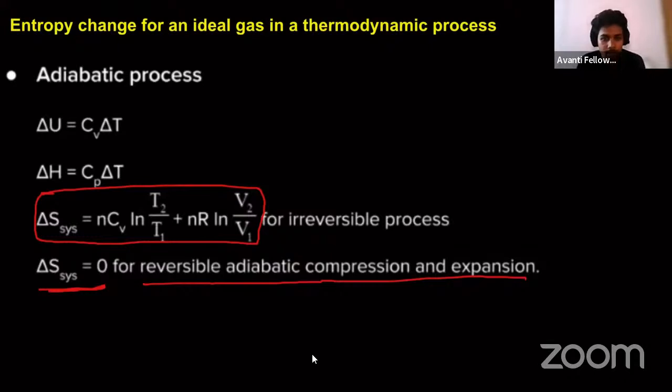Okay. If you don't have any doubts, let's move to the next section. Next slide. The main section that is about Gibbs free energy.